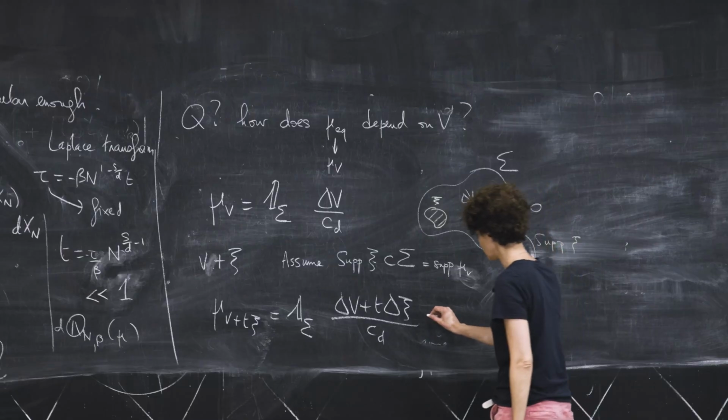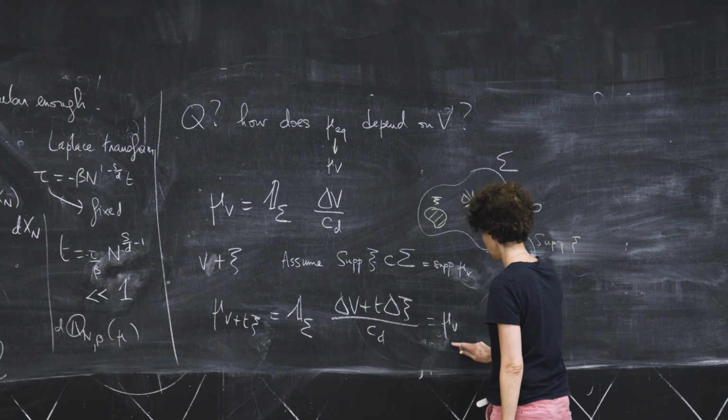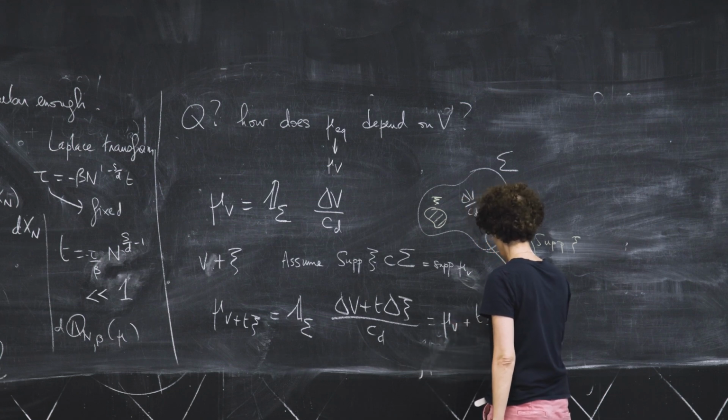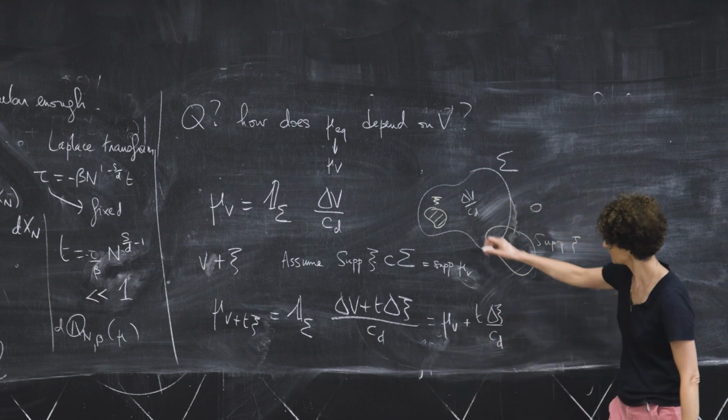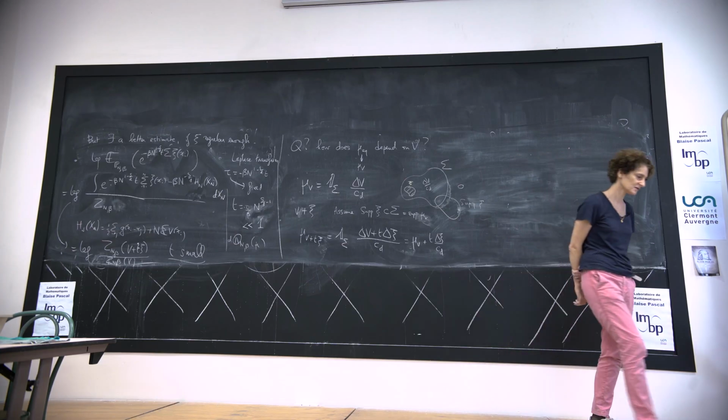And now I know how mu v varies. So this is mu v plus t xi is mu v plus t Laplacian xi over cd. And remember, Laplacian xi is supported here. So I can really write this. It's actually exact.